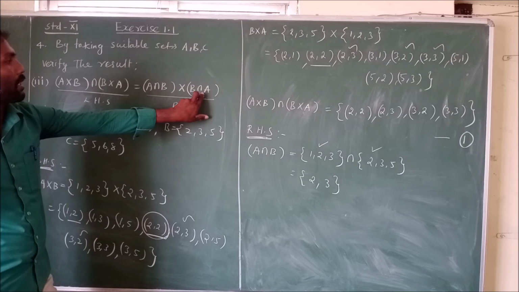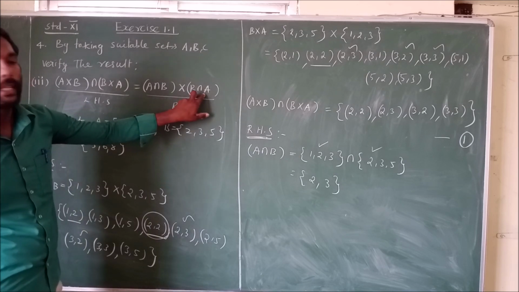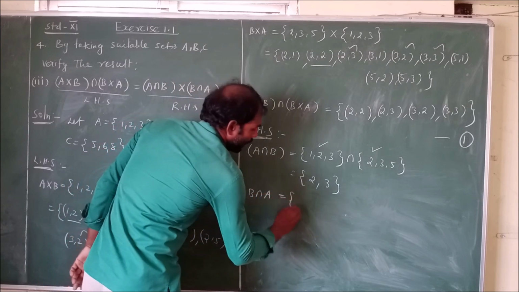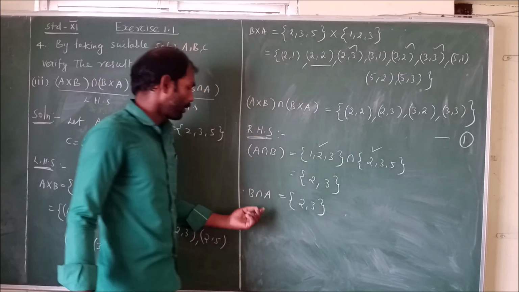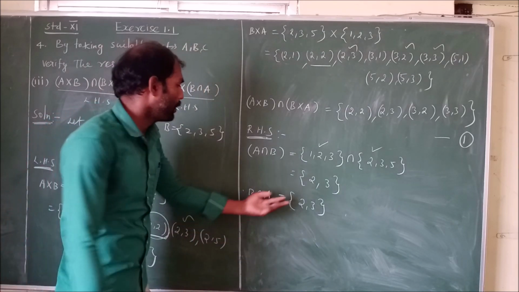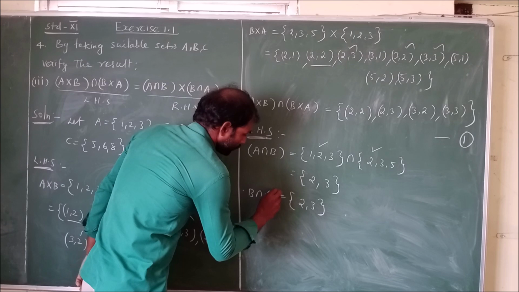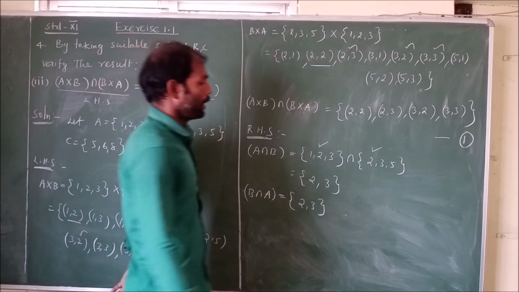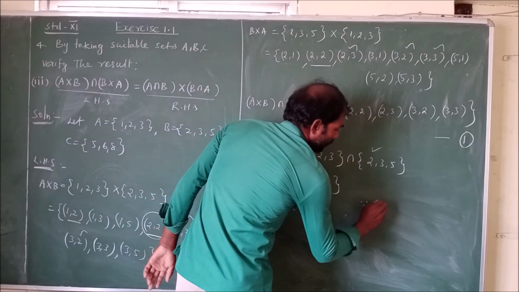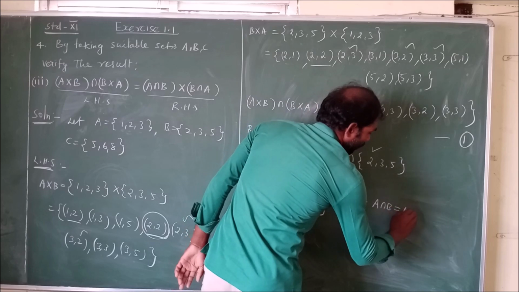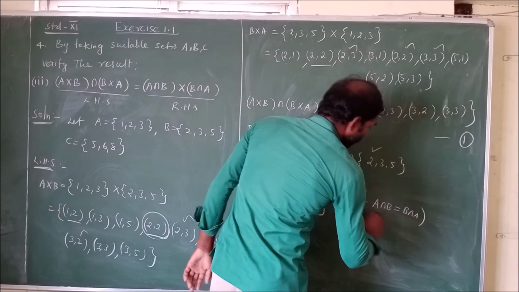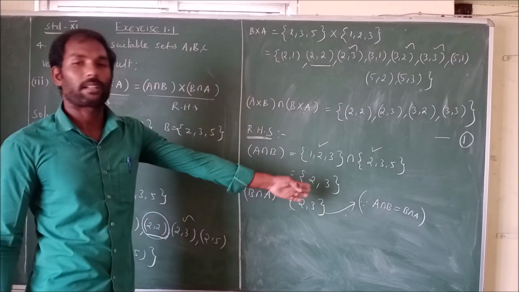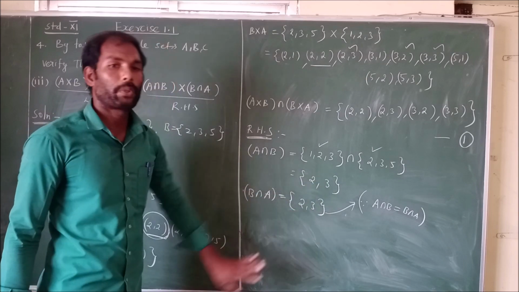Again, we also have to find out B intersection A. B intersection A is the same as 2, 3, because A intersection B is equal to B intersection A. Both are equal. Using this result, A intersection B and B intersection A are equal, so 2, 3 again 2, 3.